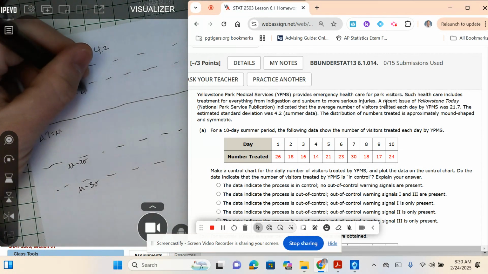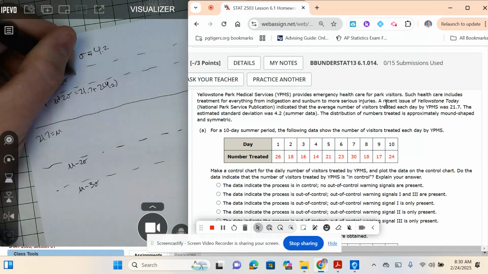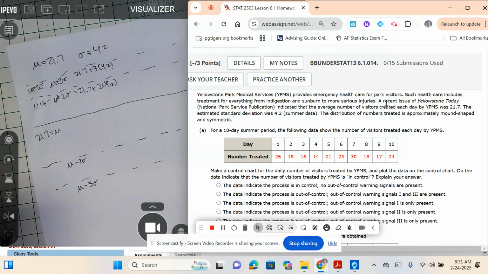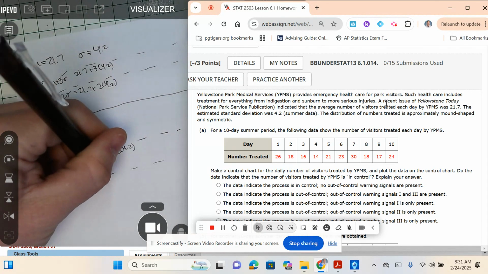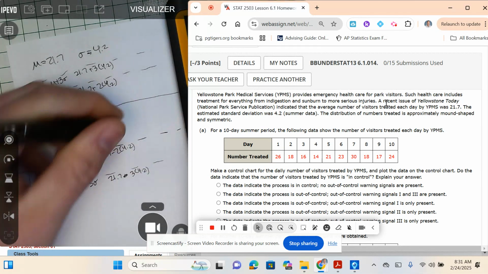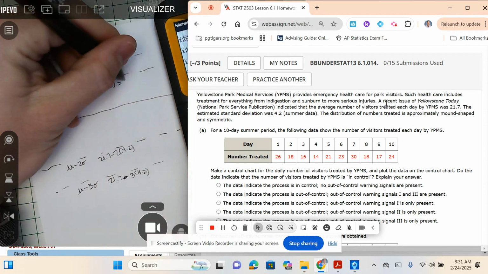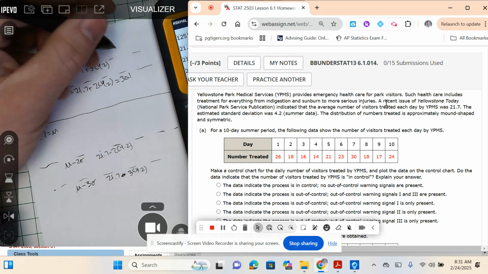This would be 21.7 plus 2 times 4.2. You could eyeball it by looking at the table, but I'm going to do the control chart just to act like I'm a good teacher. 21.7 plus or minus 3 times 4.2. So 21.7 plus 2 times 4.2 is 30.1, plus 3 times 4.2 is 34.3.